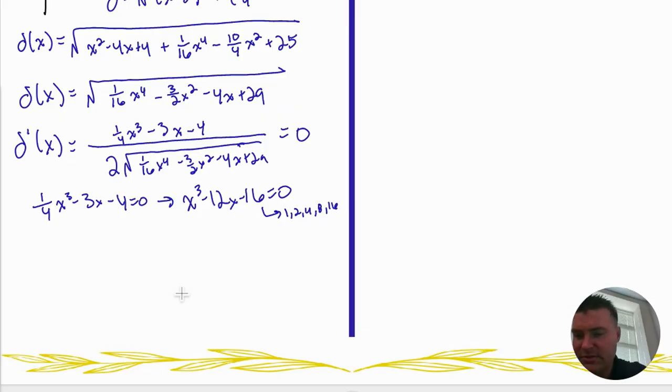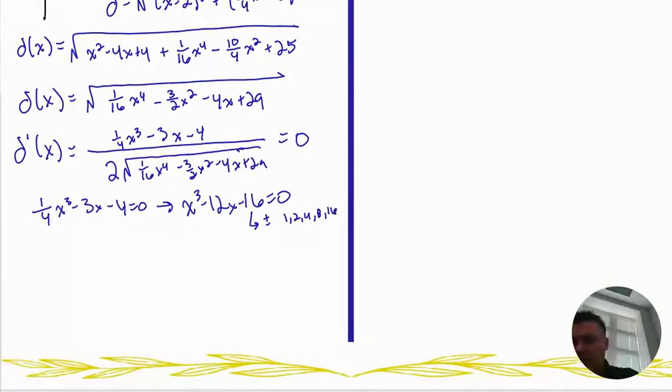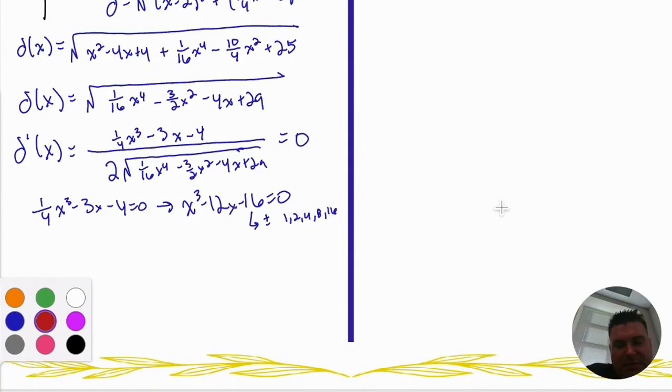I probably should have put a plus or minus there so it looks a little bit better. So plus or minus any of those. This is coming from the 16. And -2, I think. Am I right even saying that? I'm looking at the answers over here. Yeah, -2. So we found out that -2 is going to work just by plugging it in. So that means that this is going to have a factor of x plus 2.